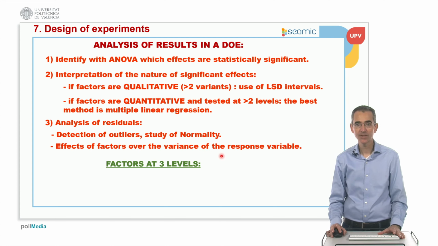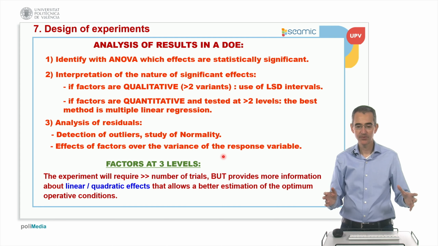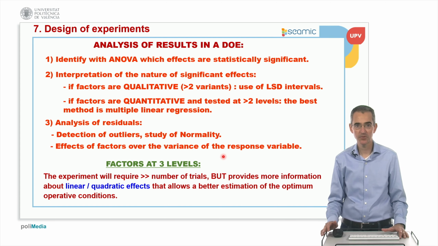Okay, so what happens when we have factors at 3 levels? 3 levels provide more information. Of course, if we have factors at 2 levels, the number of trials is less, so the experiment is easier, not so expensive, and less time consuming. But if we have factors at 3 levels, we need more trials, but it provides more information about the linear or quadratic effects, which is important.